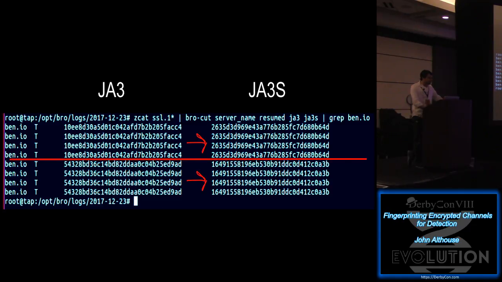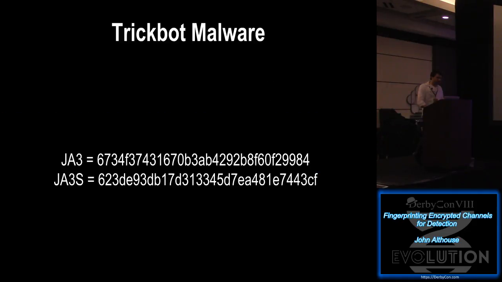Now, I have an example here. I connected to the same server multiple times over with different clients, JA3 on the left, JA3S on the right. The first client connected to it 4 times over, and the server responds the exact same way to that client 4 times over. A different client, the server responds the exact same way 4 times over, right? So it works. So what can we tell from that?